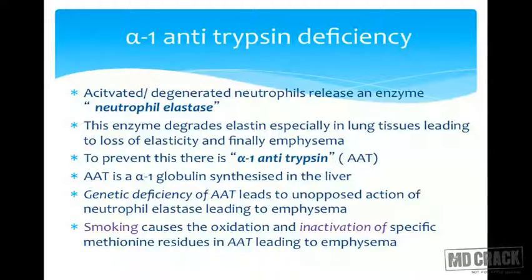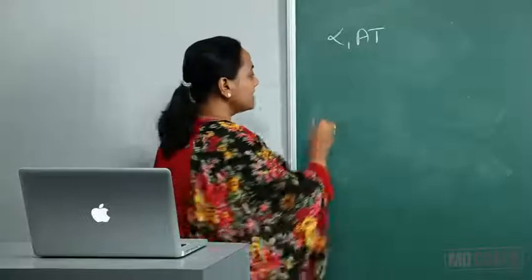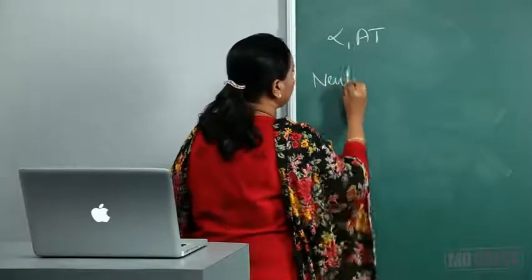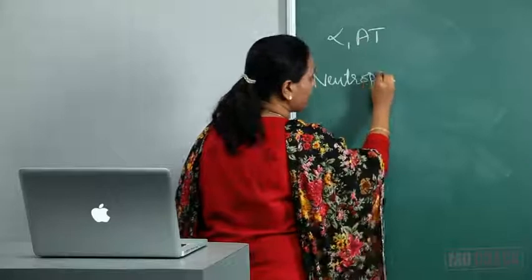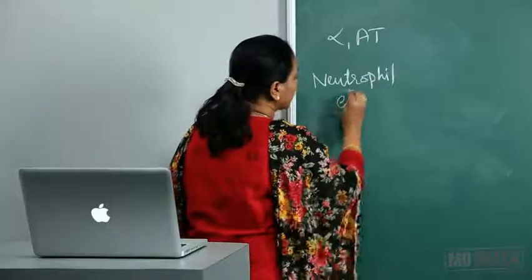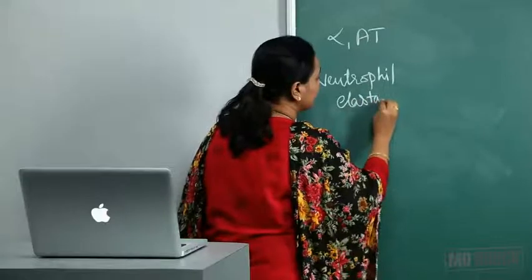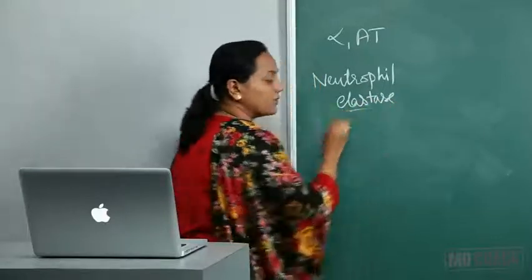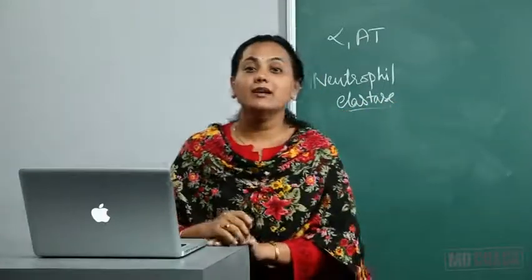Before we go into where it is released from, let me talk about what is actually happening in the lungs. In the lungs, there are a lot of neutrophils. Whenever these neutrophils are activated or degenerate, they release an enzyme called neutrophil elastase. What does the name suggest to you? Elastase. So it is going to degrade elastin.